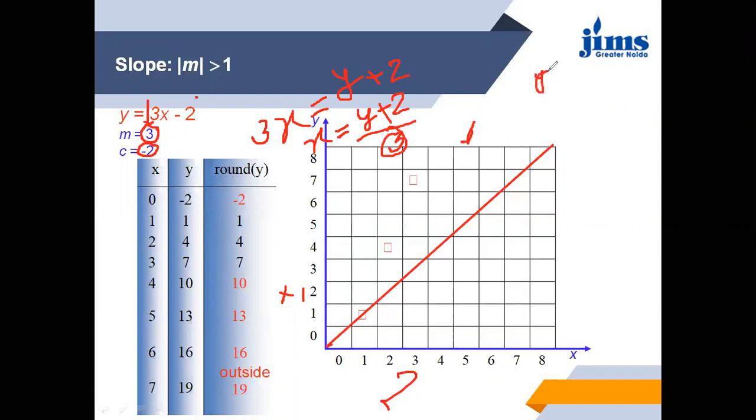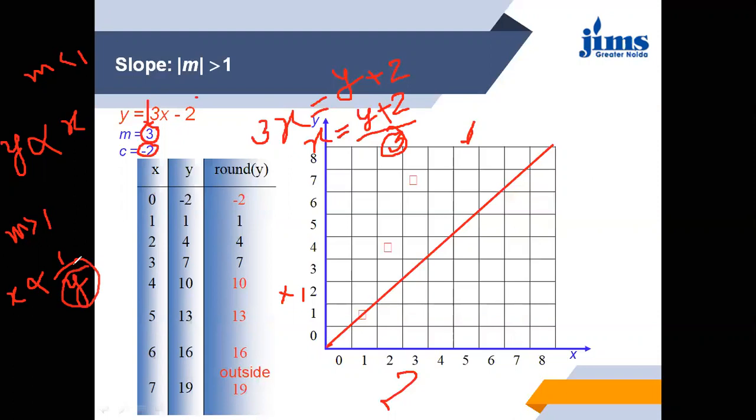When the value of m was less than 1, then the value of y was proportional to x. But when the value of m is greater than 1, then the value of x is inversely proportional to the value of y. Or we can say this by slope.